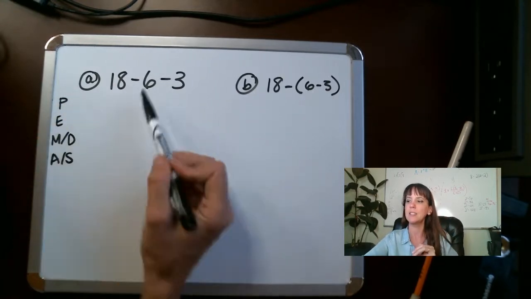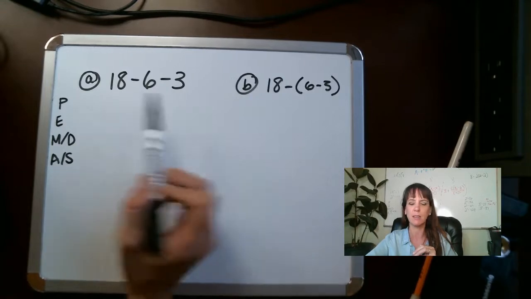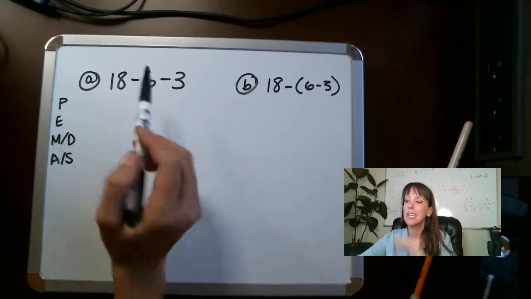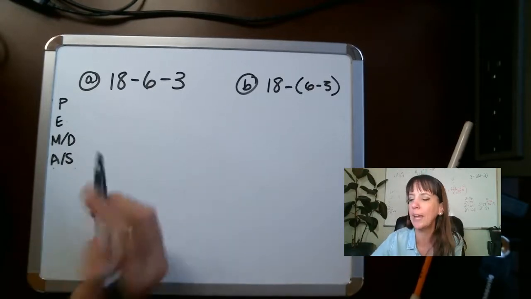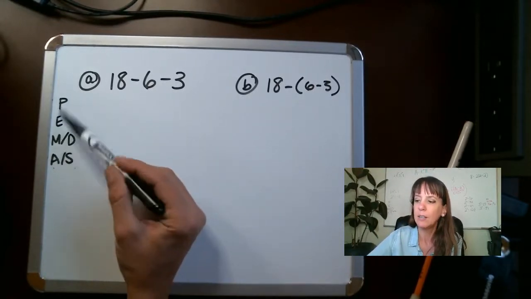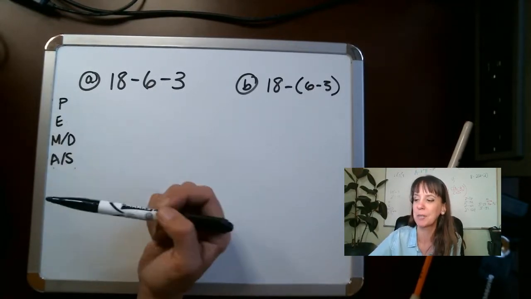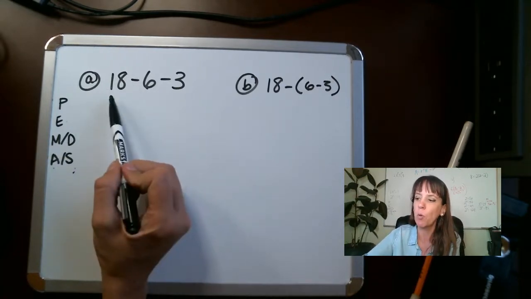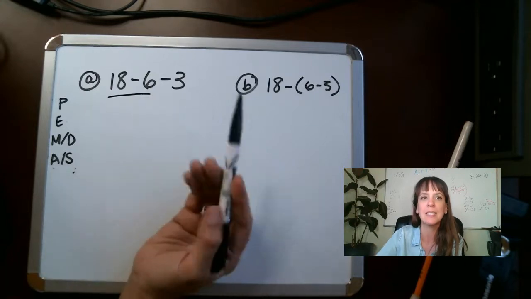All right, parentheses, exponents, multiplication, division, addition, subtraction. We don't have any parentheses or exponents yet, so we're gonna go ahead and move on. No multiplication and division, but we do have addition and subtraction. We're gonna go in order. So the first thing we do is this guy right here.